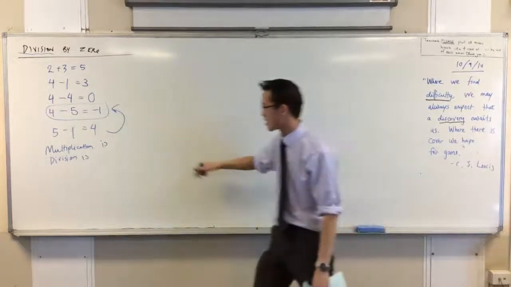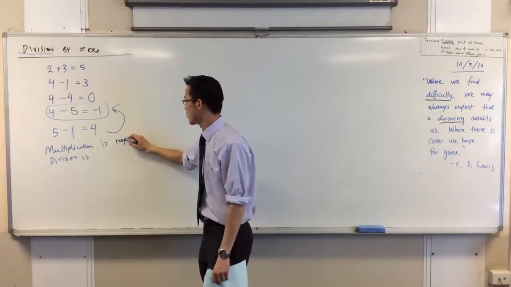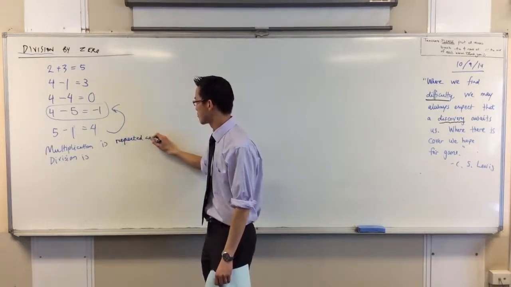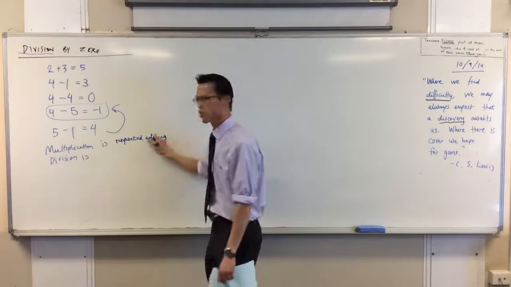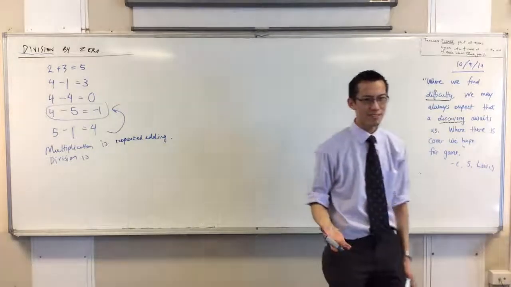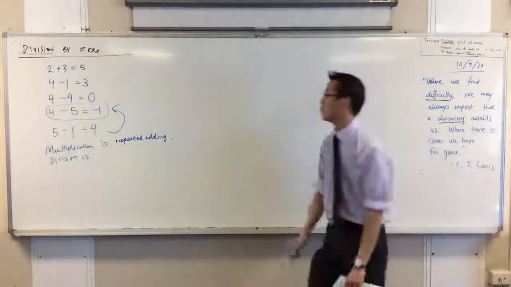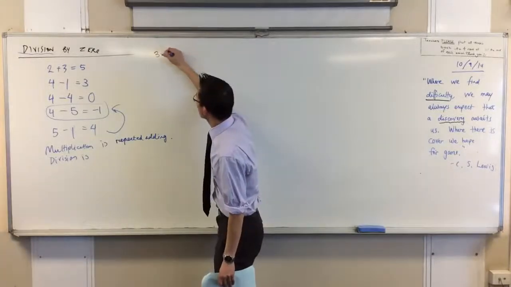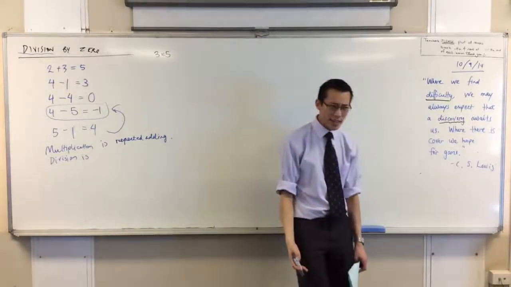Multiplication, multiplying, I think the simplest way to understand it is it's repeated adding. That's all it is, isn't it? Come on, think about it, right? Example, okay. 3 times 5. What is 3 times 5?